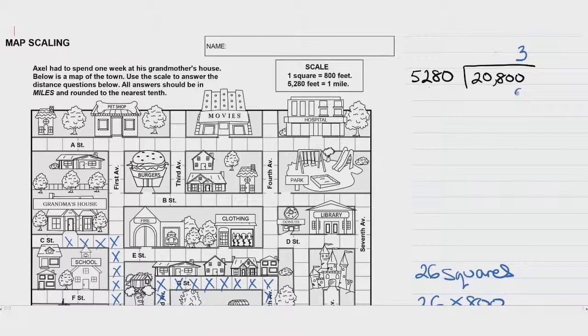3 times 0 is 0. 3 times 8 is 24. Carry the 2. 3 times 2 is 6 plus 2 is 8. And 3 times 5 is 15. I am going to subtract.